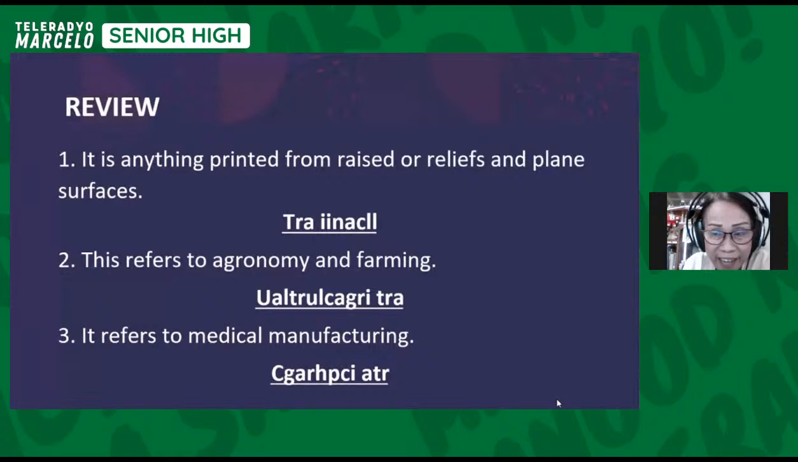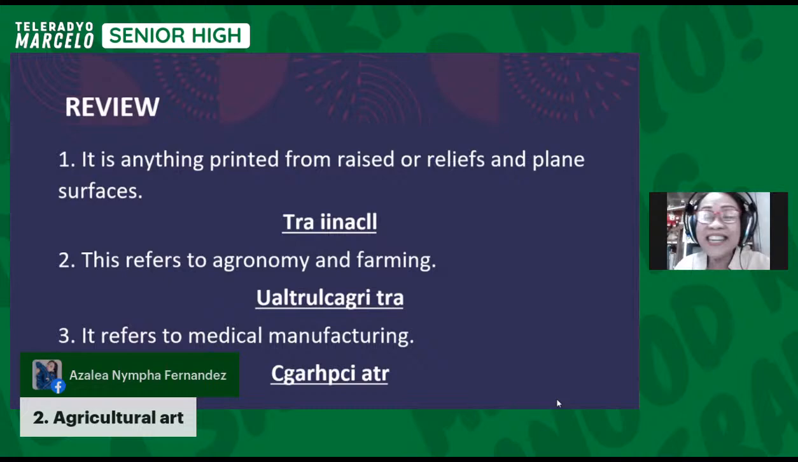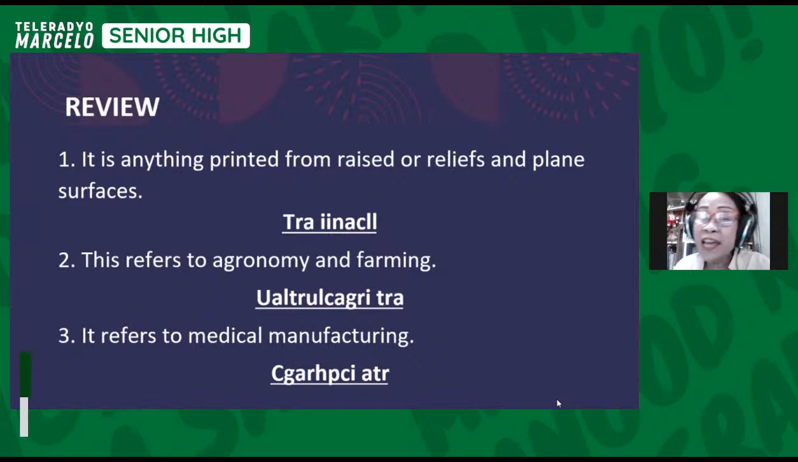Okay, number two. This refers to agronomy and farming. Ano po yung word natin? This refers to agronomy and farming. Sige nga po. Anybody? Wala pa. Sige po, sumagot po tayo. Yes, from Angel Marie Payungayong. It is agricultural art. Correct. So lahat ng sumagot ng agricultural art, tama po kayo.